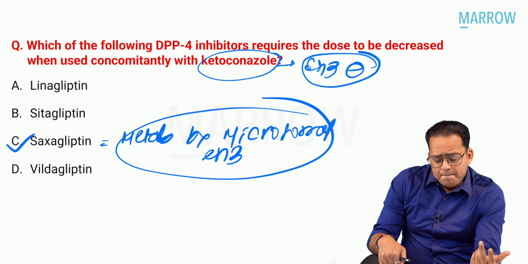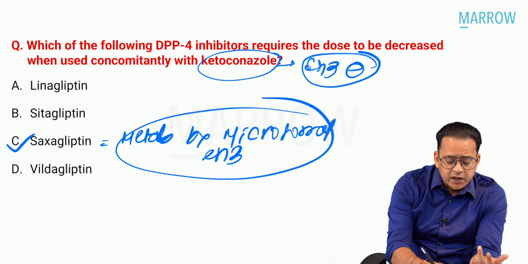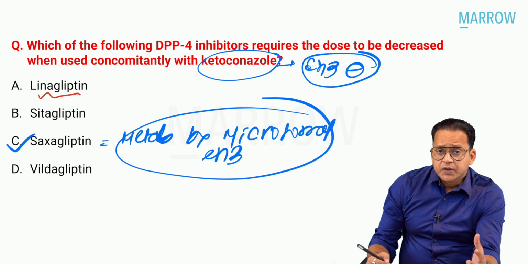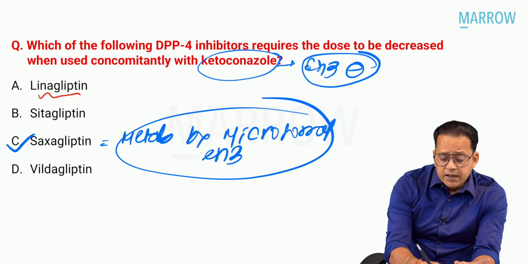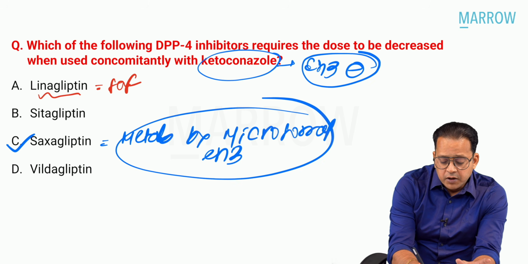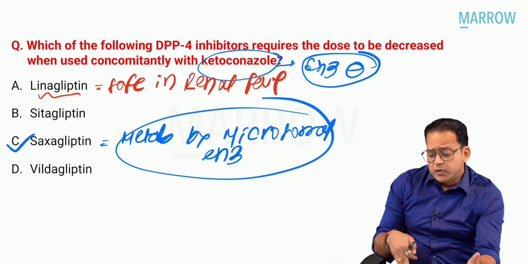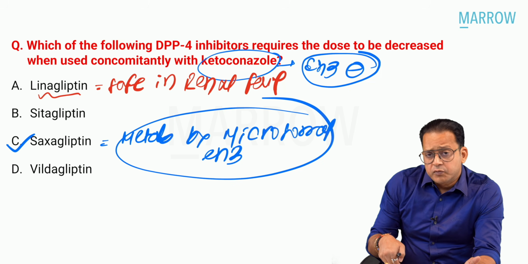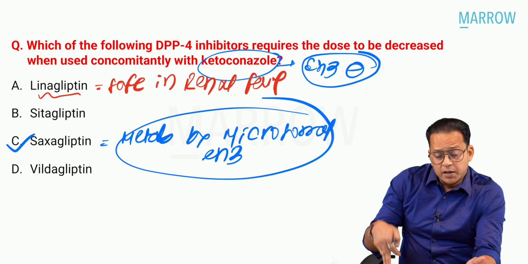Apart from this, the drug that has been frequently asked in both INI-CET and NEET-PG is linagliptin. They've asked you in renal failure, which is a safe DPP-4 inhibitor in renal failure, and your answer is linagliptin, because it is the only DPP-4 inhibitor that is excreted via the liver. L for linagliptin, L for liver.